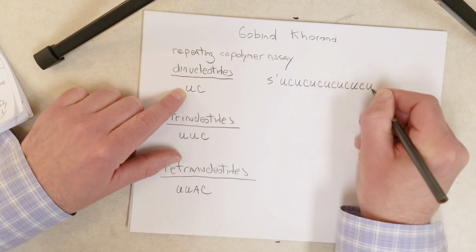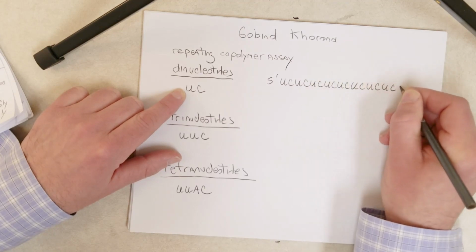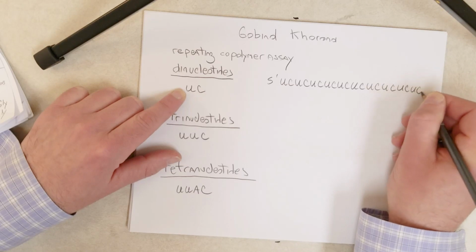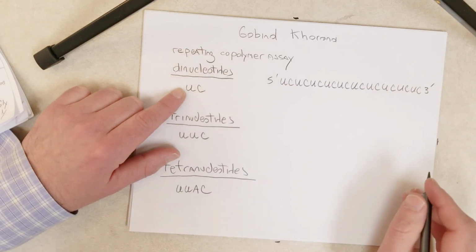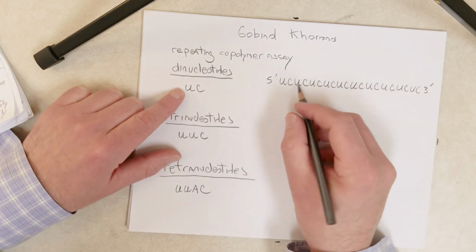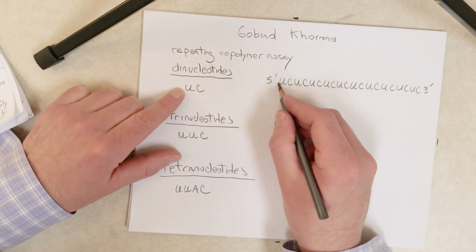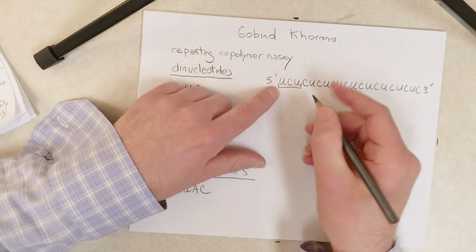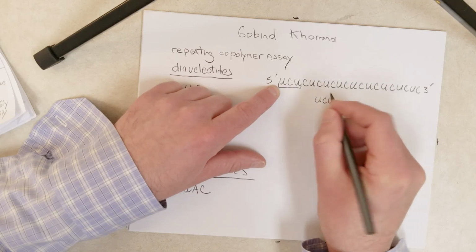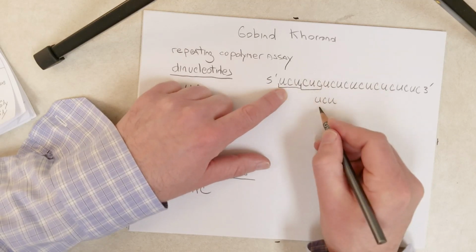And so now we have a long chain of RNA that could be translated to make a protein, and we know all the codons that are present. So we can see UCU here and CUC.